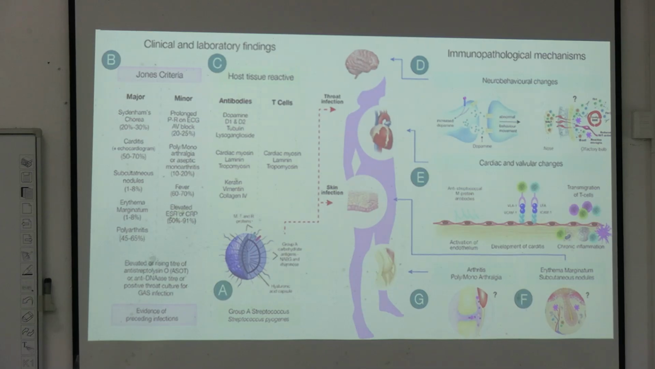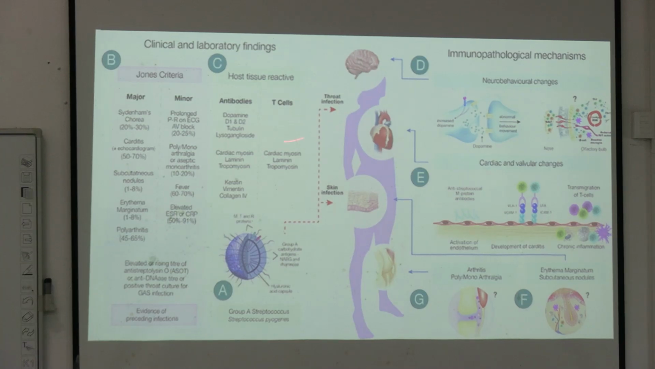So overall, we can summarize this episode into this picture. For diagnosis, we can find the Jones criteria. This is the reason the antibodies and the T cells both are affecting the various tissues of the organ, and the whole pathology goes on over here. Okay, now can you understand this picture? Causative organism is group A streptococci.